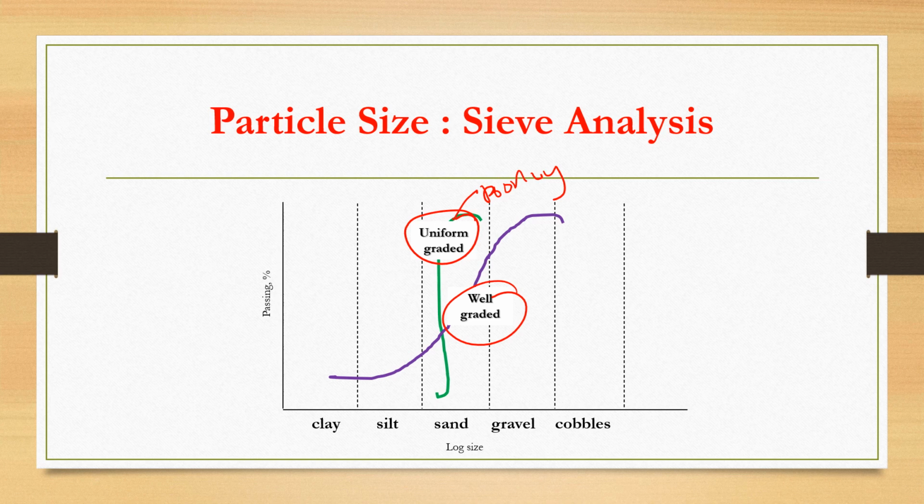Well graded covers a wide range of particle sizes. Meanwhile, uniform graded covers only a certain range of particle sizes. If you look here, for well graded, it goes from big particles to small particles. If you're talking about uniform, it only covers certain sizes only. In this case, it covers only sandy sizes. So from the curve on your particle size distribution diagram, you can easily identify this.